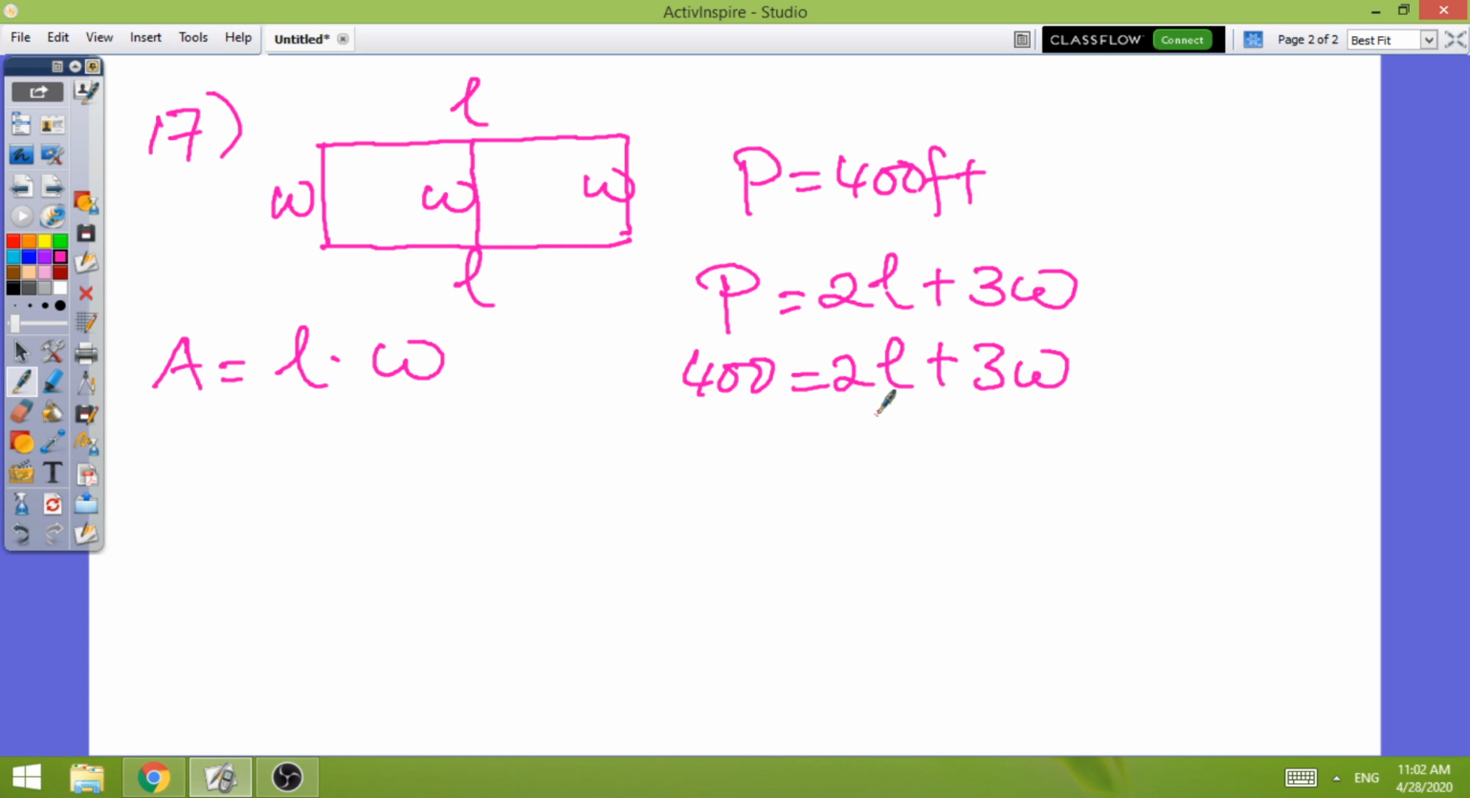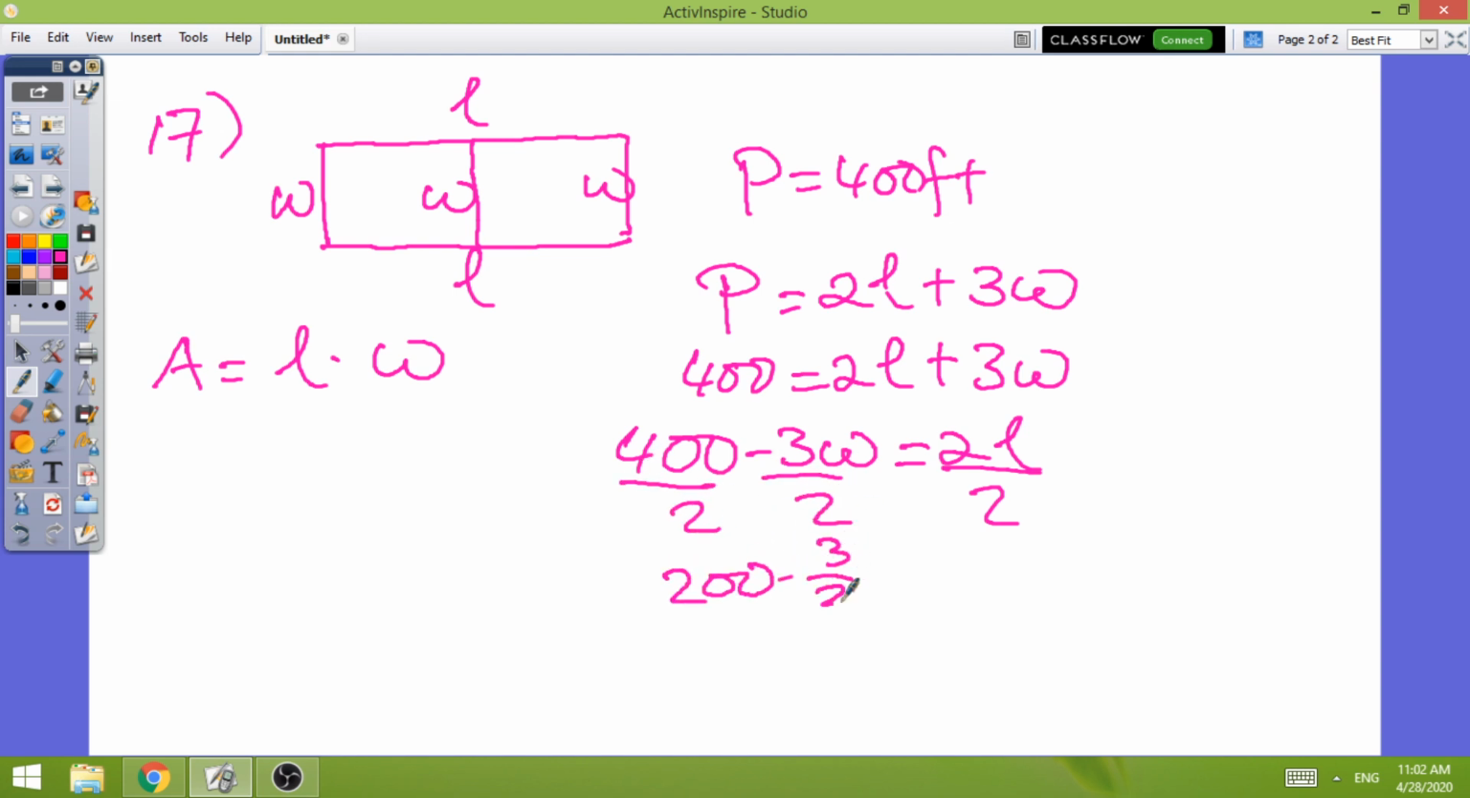Okay, so in order to solve for L in terms of W, we need to isolate L by itself. So subtract 3W from both sides, and then divide by 2. So that means 200 minus 3/2 W equals L. And then whatever equation we isolate with the variable, we need to put it into the main equation, which is the area. So that equals the quantity 200 minus 3/2 W times W.